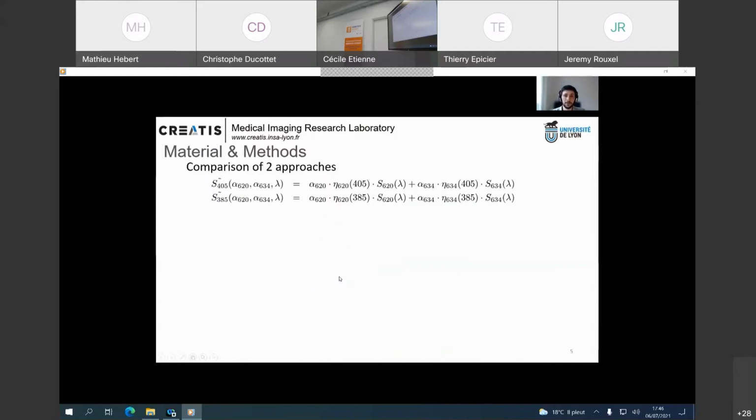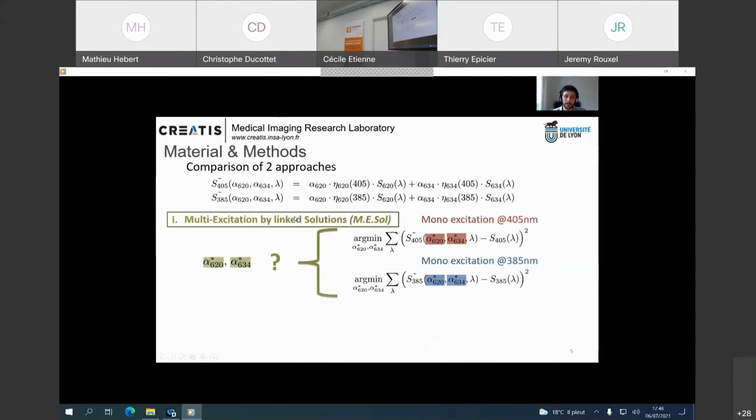We then would like to compare two different approaches. The first, named multi-excitation by linked solution, MESOL, relies on a possible combination of the outputs of two mono-excitation models at 385 and 405 nanometers.